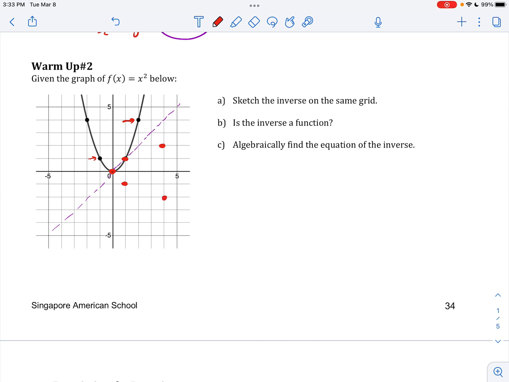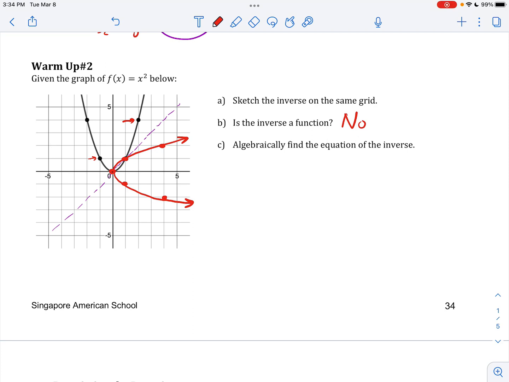So this whole thing is going to curve this way around that reflection line, and we're going to get a parabola that looks something like that. That's the reflection of the original parabola. Is the inverse a function? No. It does not pass the vertical line test. It's not a function.